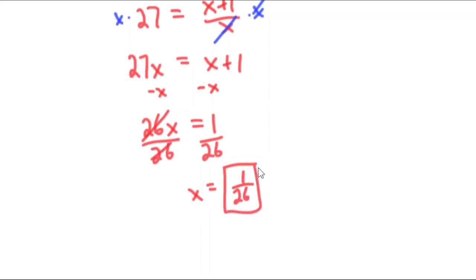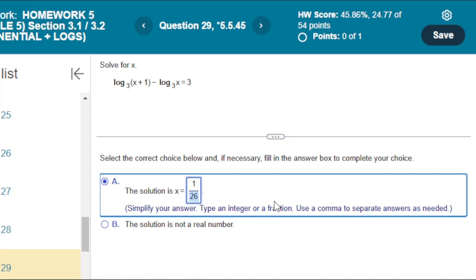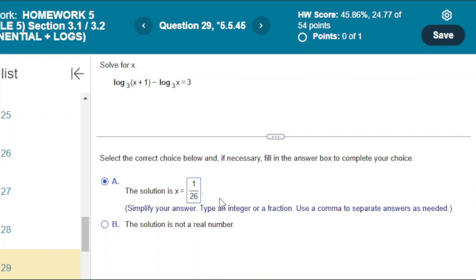And you could write that as a decimal, but it's probably some crazy long decimal that repeats. So let's just leave it as 1 over 26. In fact, it says type an integer or a fraction. So we could not write a decimal here.